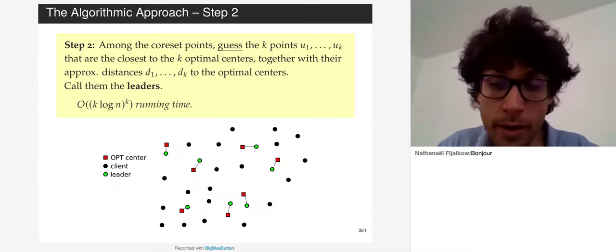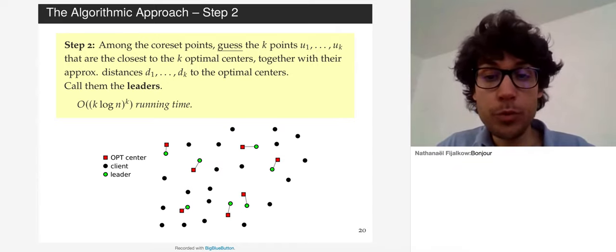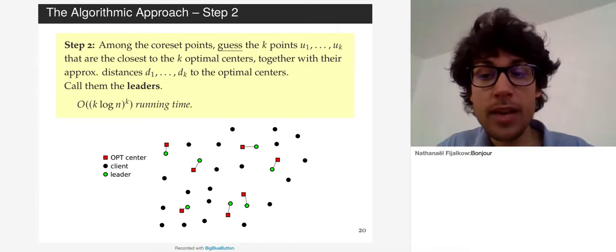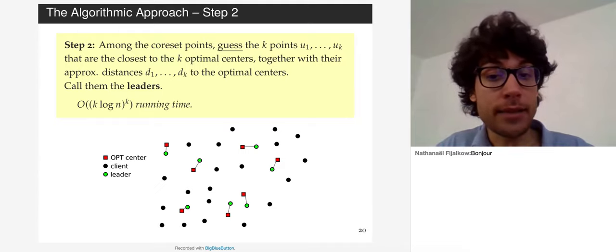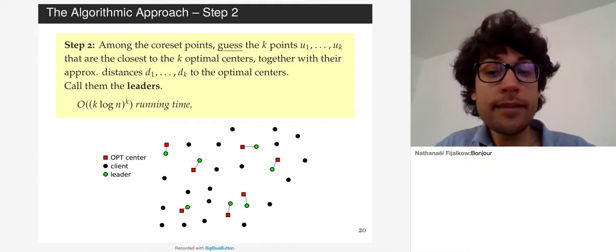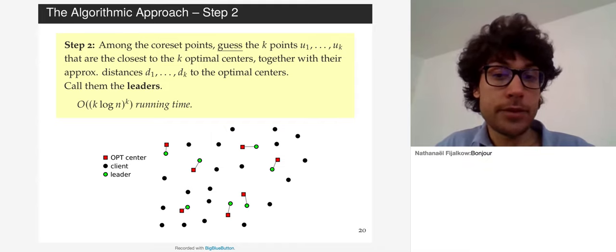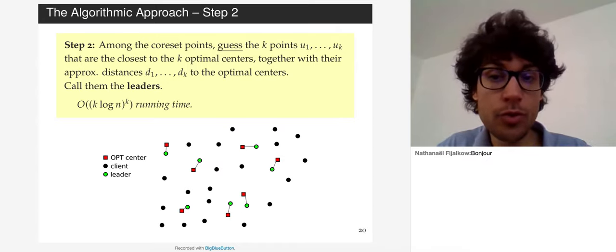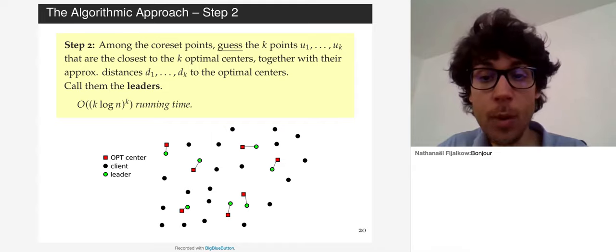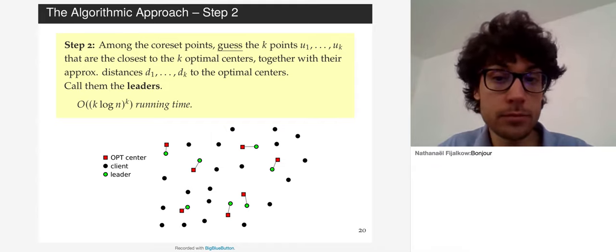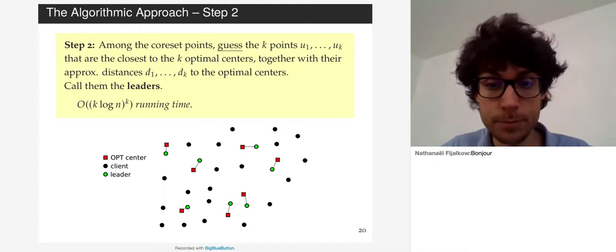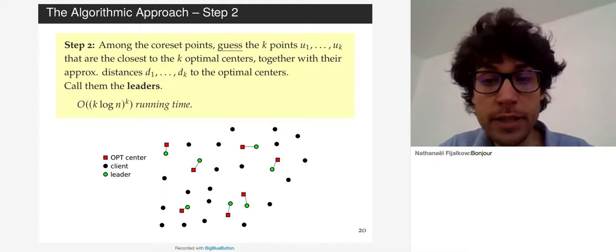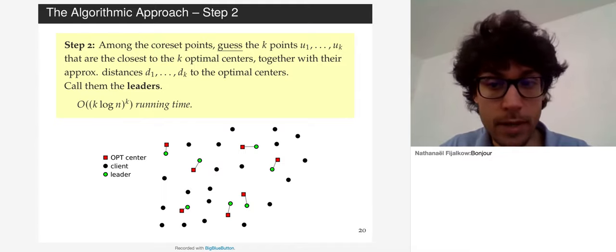Step two. Okay. So among the coreset points, what we would like to do is guess the k points u1 to uk that are the closest to the k optimal centers, together with the distance to the optimal centers. Okay, so we want to guess which point u1 is closest to the center c1 of OPT, and the distance between these two, between u1 and c1. This distance I'm going to call d1. So u1 to uk are the leaders. Okay, they are the closest guys.